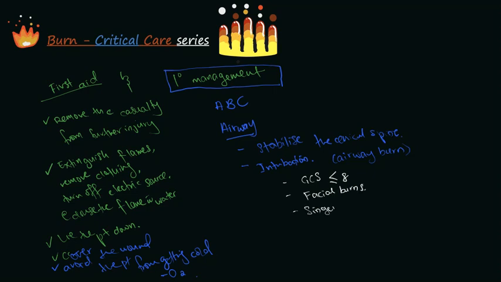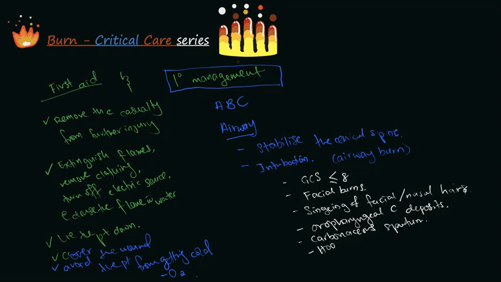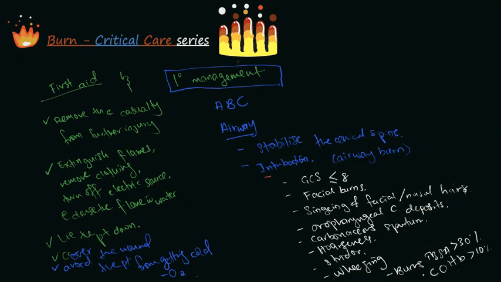This can be suggested by reduction of GCS to 8 and less, facial burns, singeing of facial or nasal hairs, oropharyngeal carbon deposits, carbonaceous sputum, hoarseness of voice, stridor, wheezing, burn with a total body surface area of more than 30%, and carbon monoxide in the blood of more than 10%.